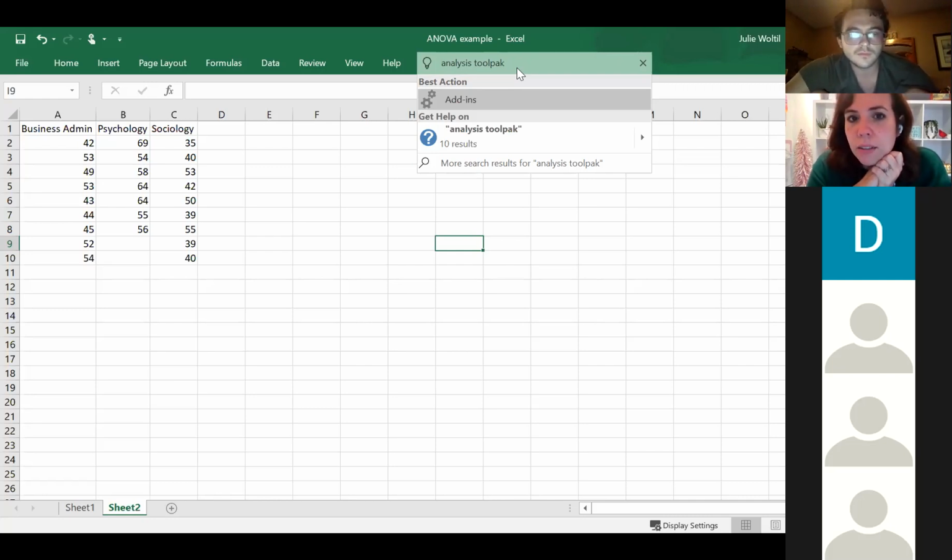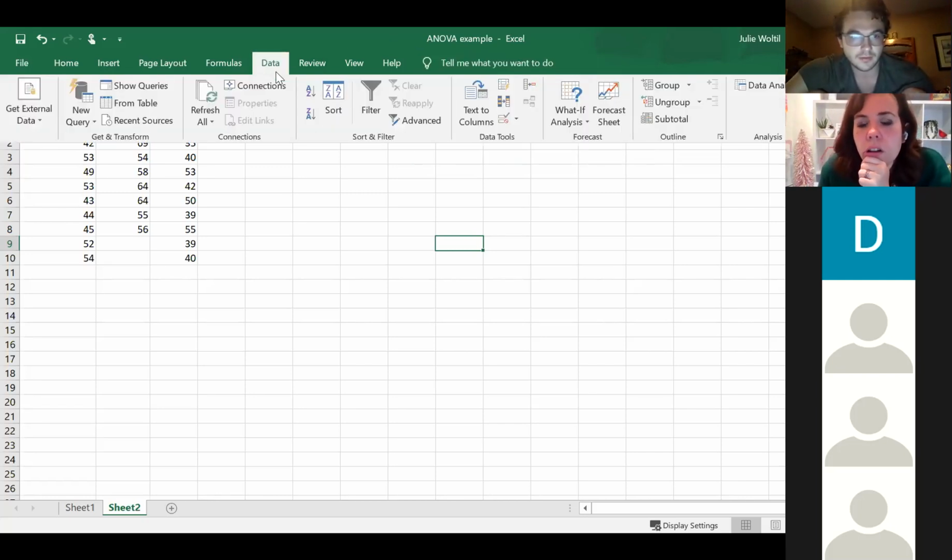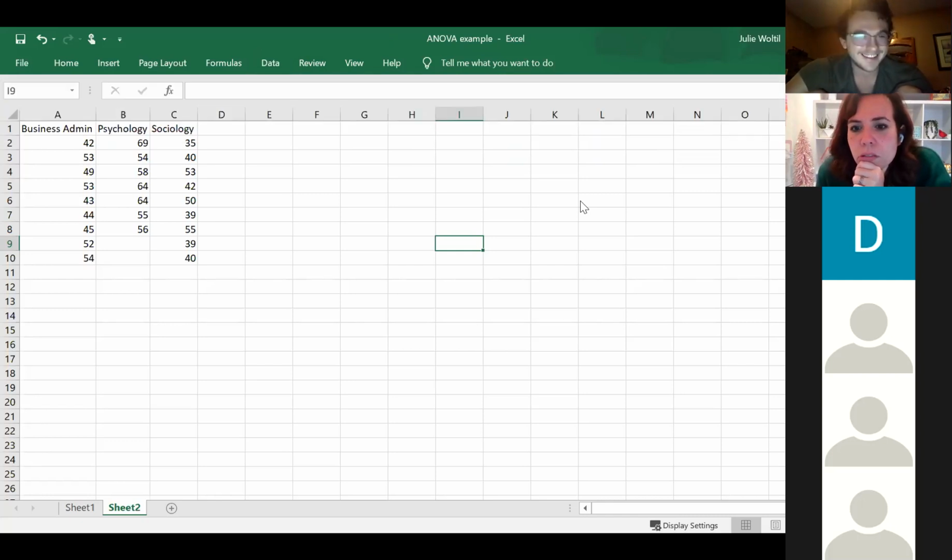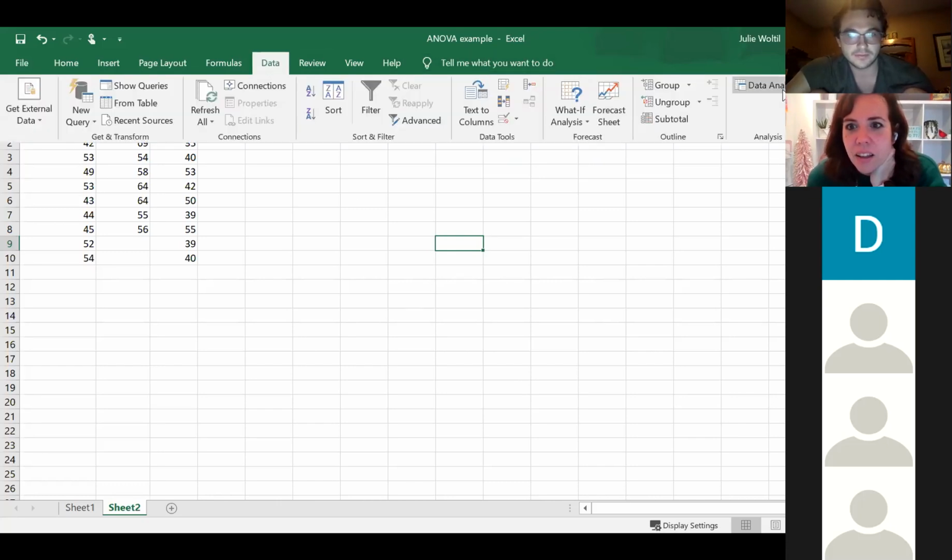Analysis ToolPak. Well, I have a Mac and, oh, you're muted. Hello. Okay. I downloaded Excel on my Mac and I've had it. And when I go to Data, there's something called Analysis Tools all the way on the right. And then it says add-ins available.